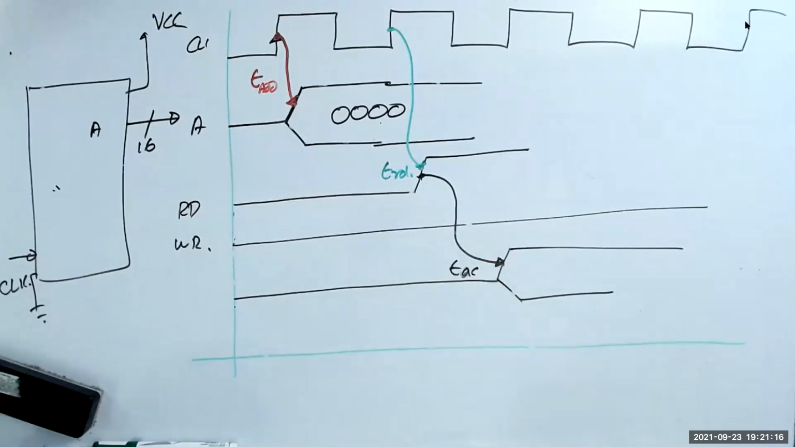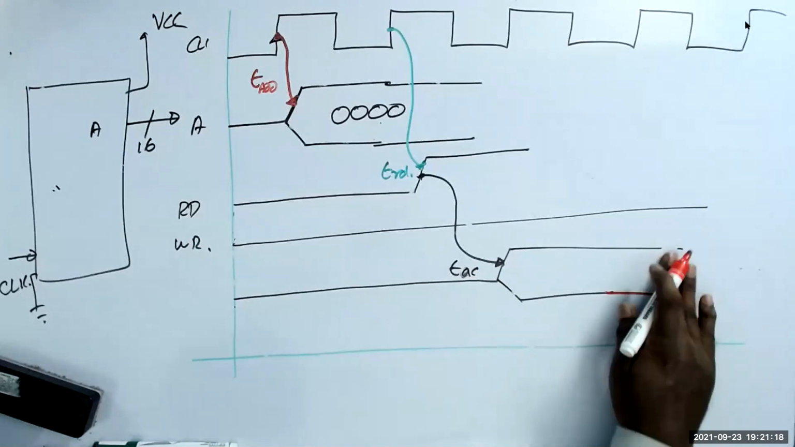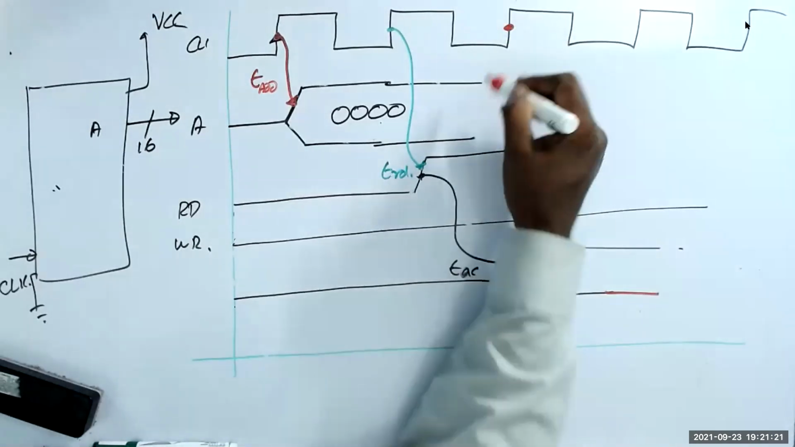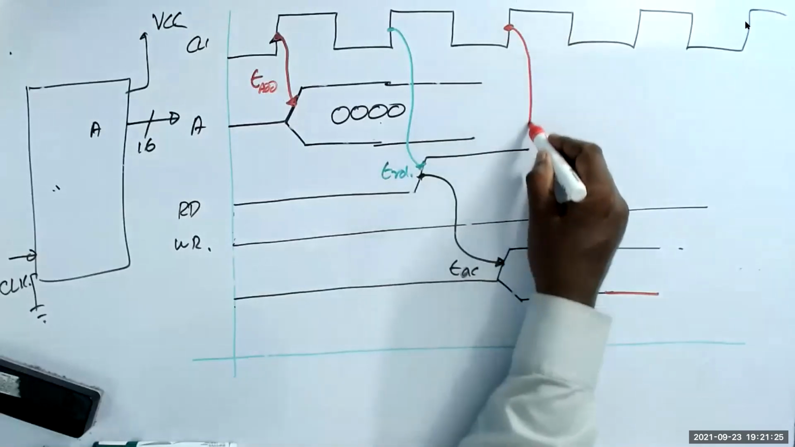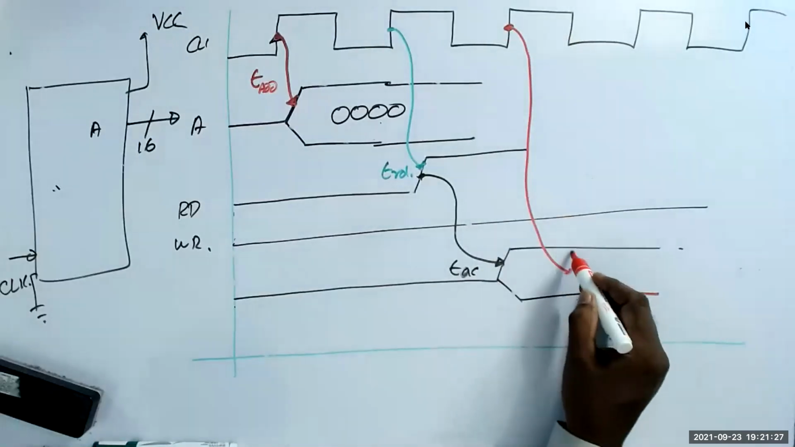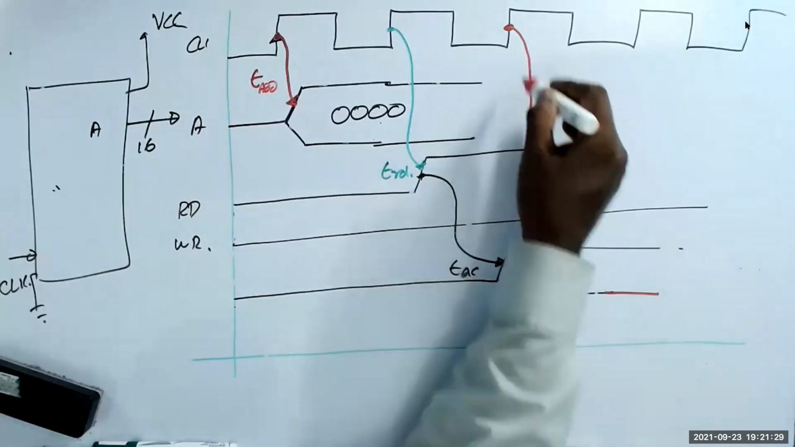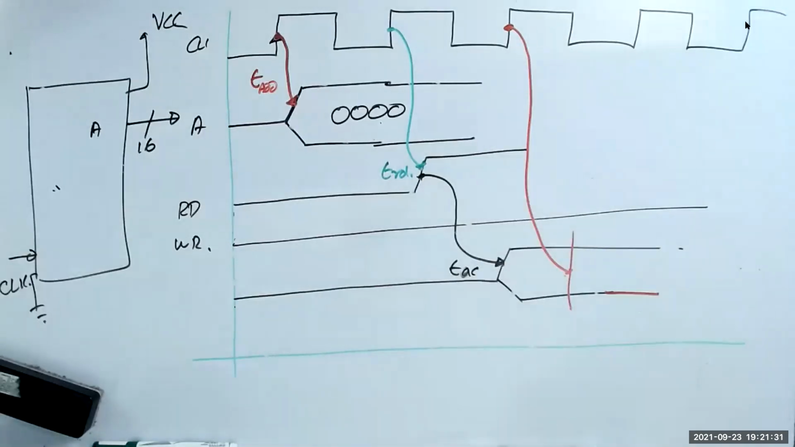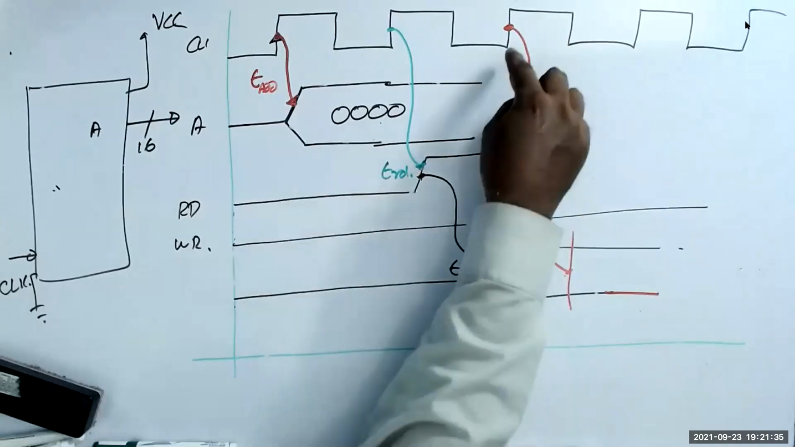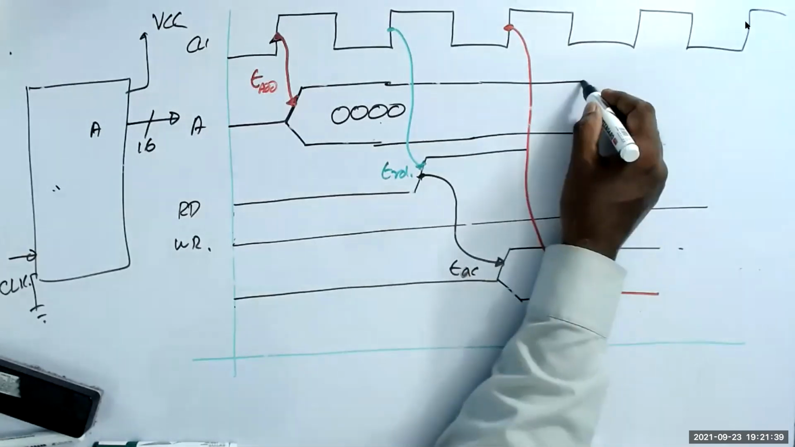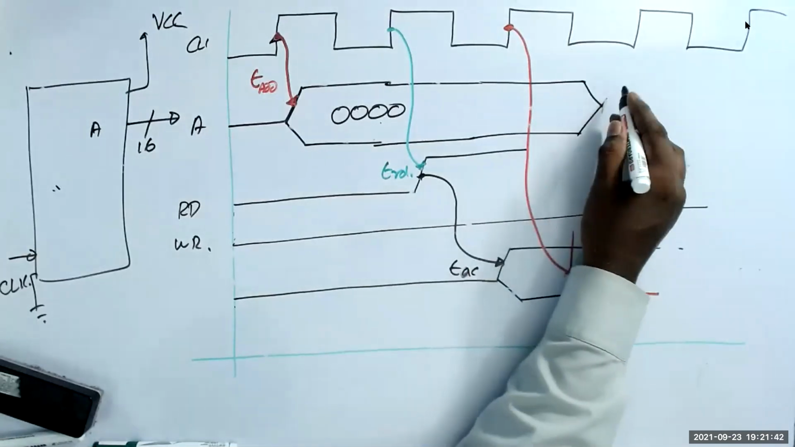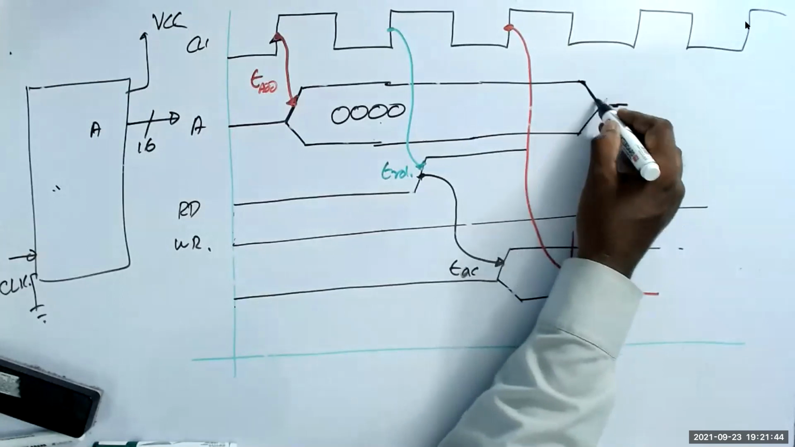Now, on this clock edge, we accept the data. We accept data. Now what happened? After completing this operation, I accept data. The microprocessor will remove the address. No more address. Then I finish the operation.